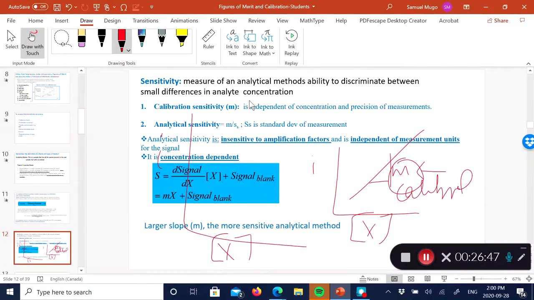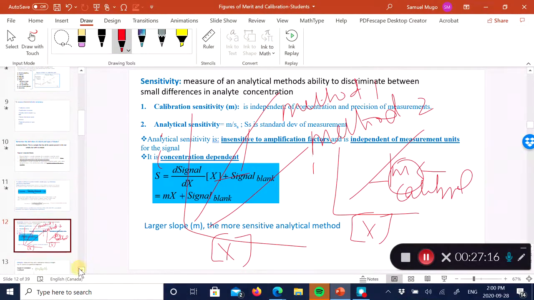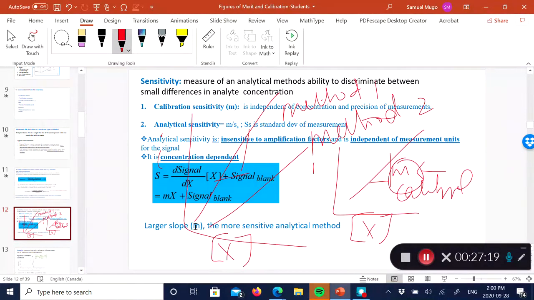maybe method 1 and method 2. And assume that's the calibrations that you get from method 1 and method 2. So that means the steeper analytical method means that it's more sensitive. So method 1 is more sensitive than method 2. So the bigger the M, the more sensitive the analytical method.